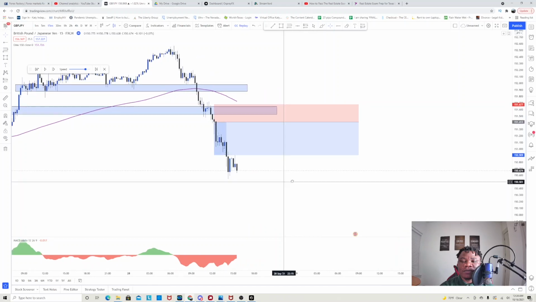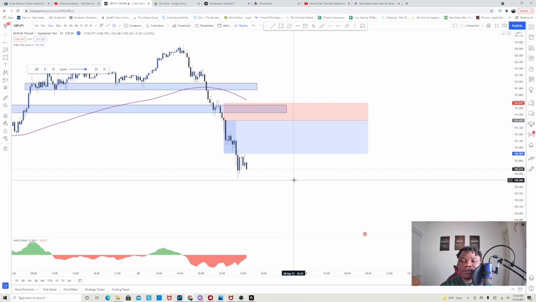So guys, this is exactly how you use this strategy. As long as price is above the 150 EMA, you take a buy position, and as long as price is below the 150 EMA, you take a sell position. Just use this strategy and combine it with support and resistance, and this strategy is definitely going to work for you. So guys, this is how to use this strategy.